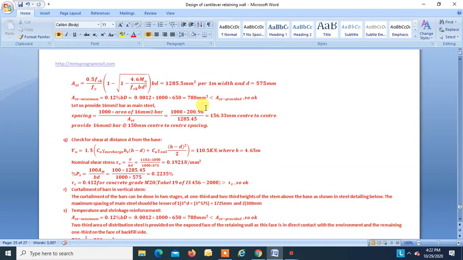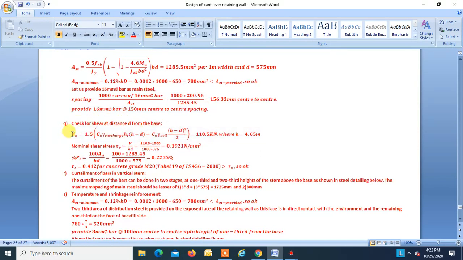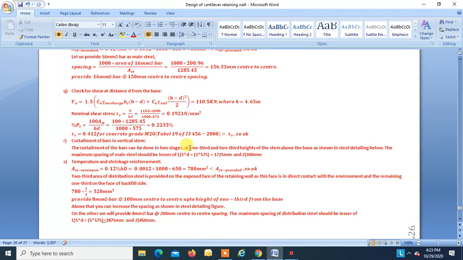So this is the formula for finding the shear force. This is factored shear force, that is found to be 110.5, where h is equal to 4.65 meters, right? So nominal shear stress is 0.192, and PT is found to be 0.22375. This is your AST. So PT is 0.2235. For this corresponding PT, tau C is 0.412 for M20 grade from table 19. Now tau C is greater than tau V, so it is safe in one way shear. So the section is safe in one way shear, and we have also found the required steel.